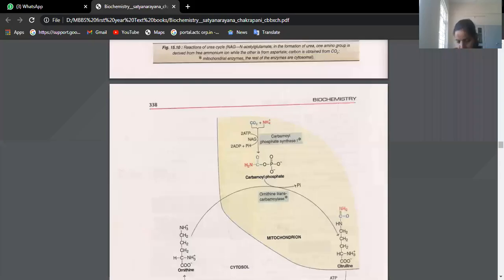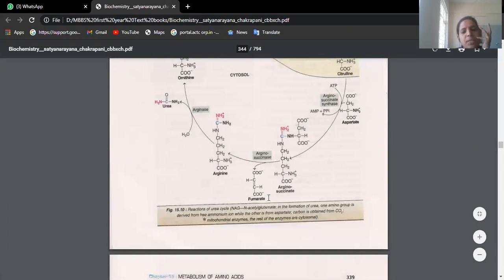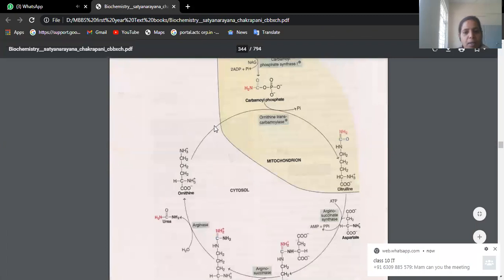The steps of the urea cycle are these, beta. Carbon dioxide plus ammonium in the presence of carbamyl phosphate synthase. 2 ATP are utilized here. In the presence of N-acetyl glutamate, 2 ADP plus high energy phosphate is released. They form carbamyl phosphate. Then you can see through a series of steps citrulline, aspartate, arginosuccinate, fumarate, arginine, ornithine. Finally, you will see urea is formed.